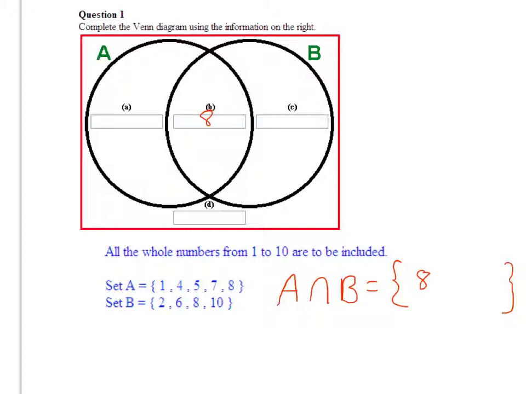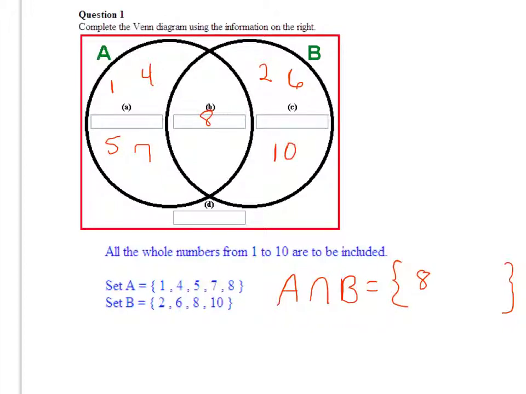And now we want to look at set A and say, well, what are the other things in set A? I'm not going to put them in the rectangle, so 1 and 4, 5, and 7. Again, 8 is in A, but we already have it by putting it in that middle section that's both in A and in B. Okay, now look at set B. Set B has that 8 that we put in the intersection, but it also has 2, 6, and 10.